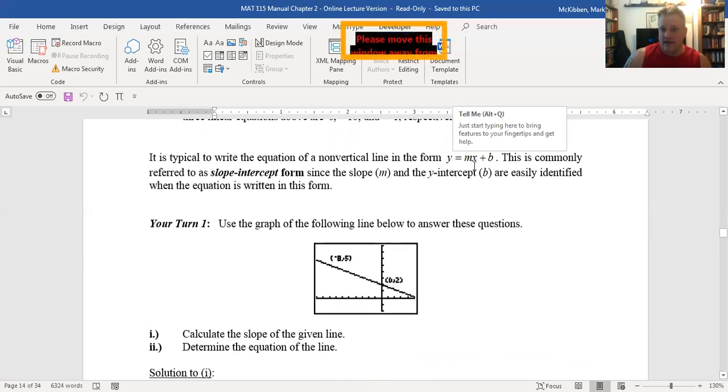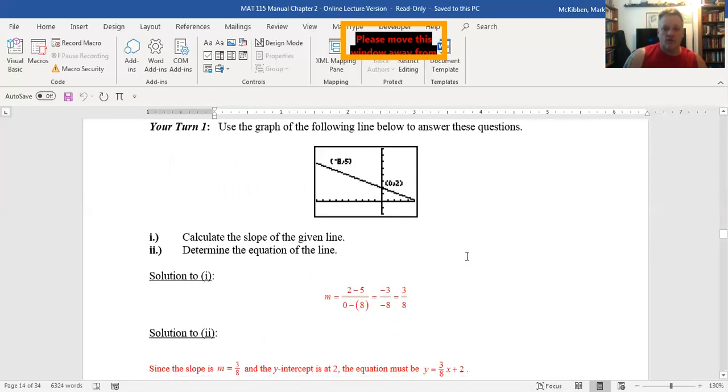So given the fact that the equation of a line can be rewritten in the form of y equals mx plus b, where m is the slope and b is the y-intercept, what I want you to do is try your turn 1. So you have a line with 2 points labeled on it, -8,5 and 0,2. You're to do 2 things. You want to calculate the slope of the line, and you want to then determine its equation by plugging things in appropriately into this equation here. All right, go ahead and see what you get. Remember to pause the video with your turns, try them, and then unpause it to see the solution.